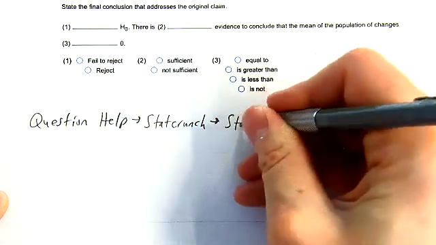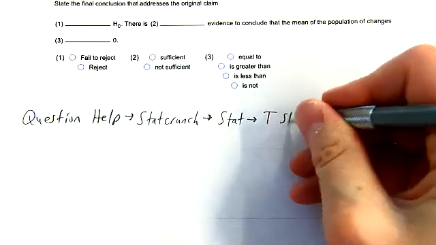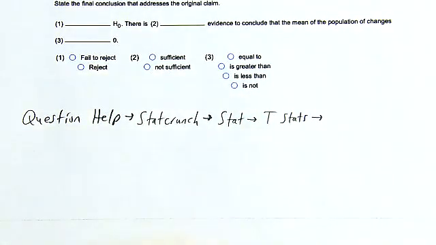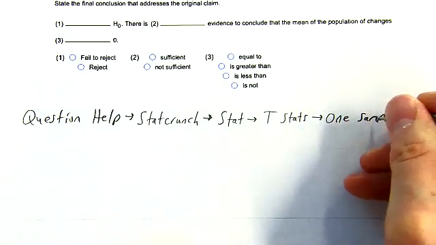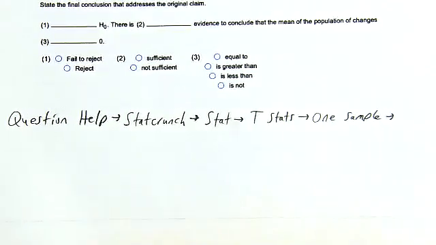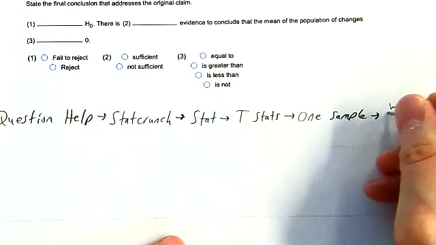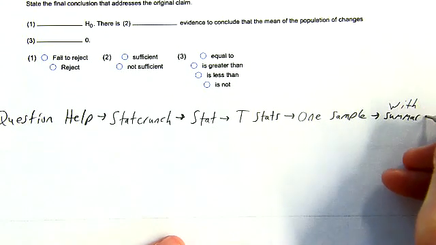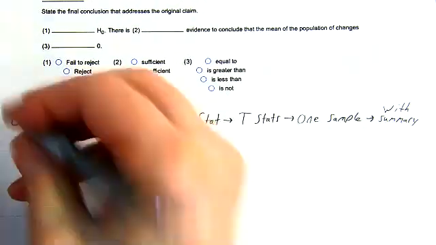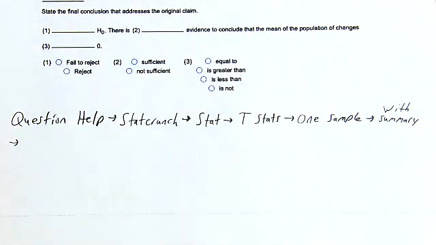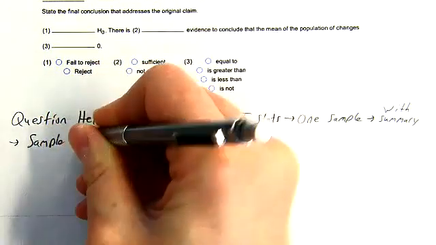You'll click on the stat button. We are doing T-stats today. So you'll select that option. We have one sample. And you'll say with summary. Because we don't have data, we have summary information. And then it's going to have a box. So there'll be a box that says sample mean.